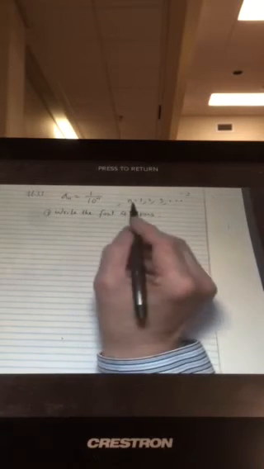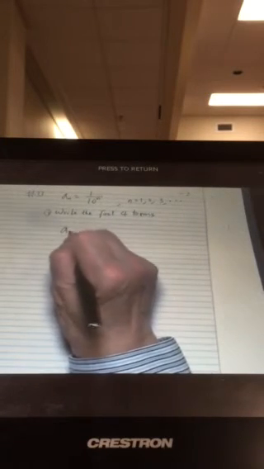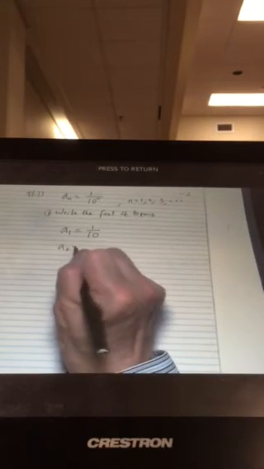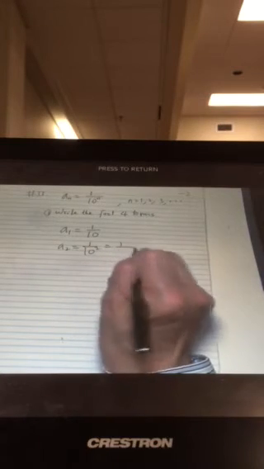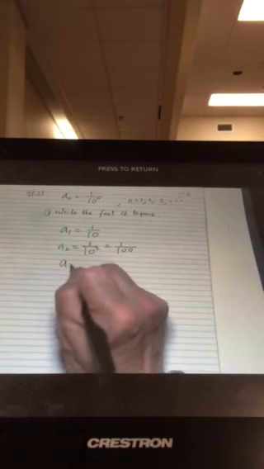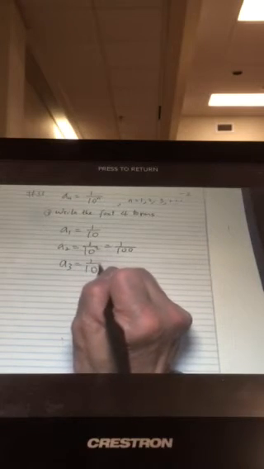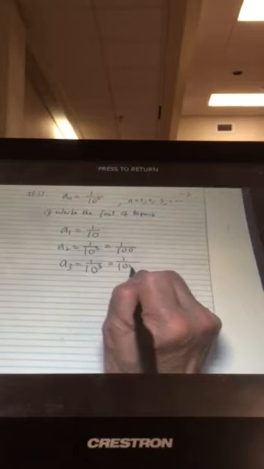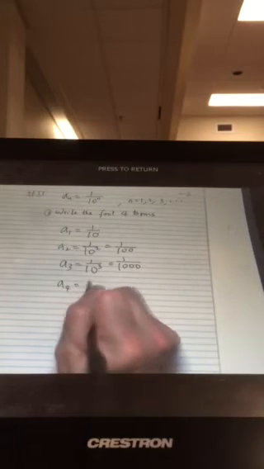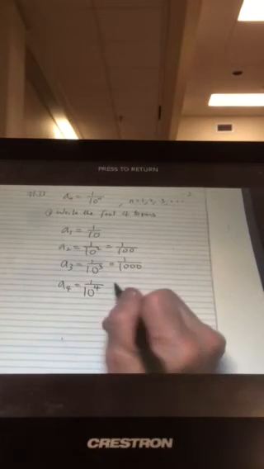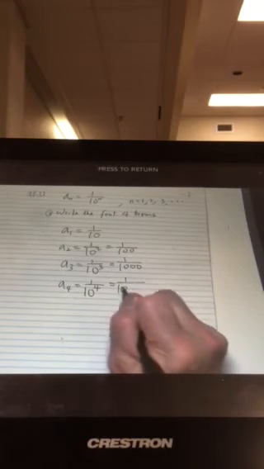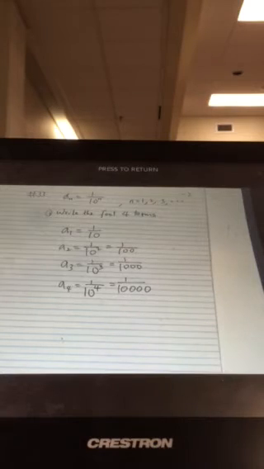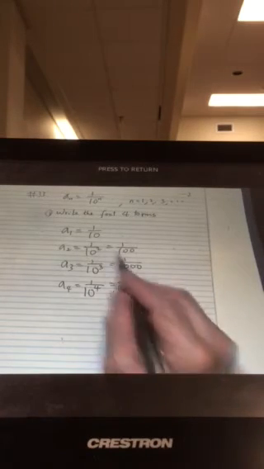Okay, so the first term is when n equals 1, right? The second term is when n equals 2. The third term is when n equals 3. The fourth term is when n equals 4, which is 1 over 10 to the 4. Okay, so those are the first 4 terms.